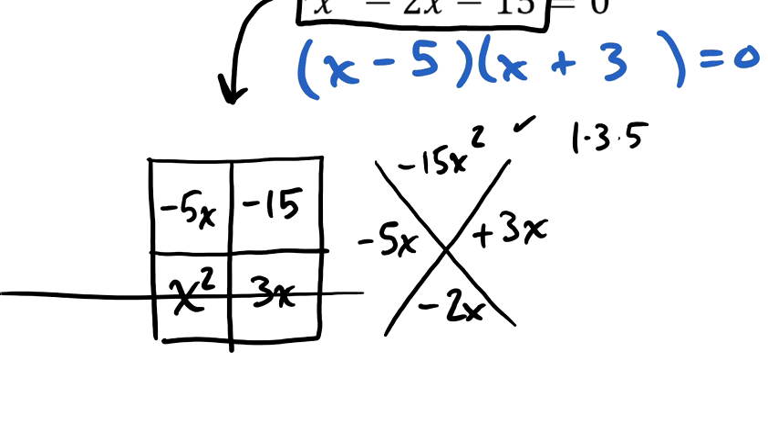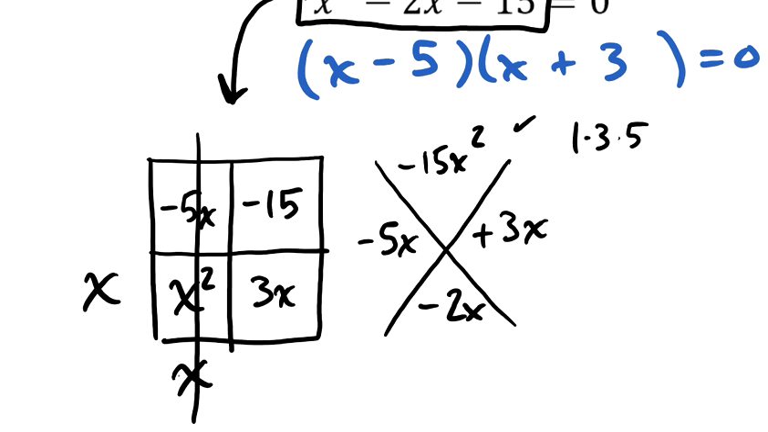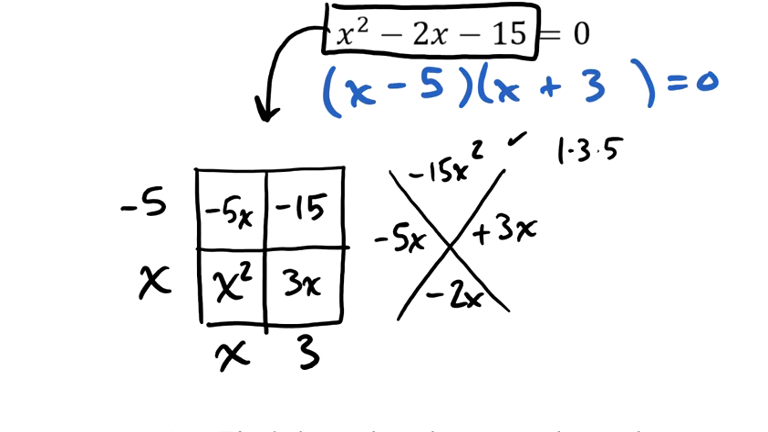The greatest common factor this direction is simply an x. The greatest common factor this direction is also simply an x. The greatest common factor this way, I'm going to go ahead and bring out negative 5. And the greatest common factor this way, both of those are divisible by 3, so I'm going to bring out the positive 3. So you can see I'm left with what?